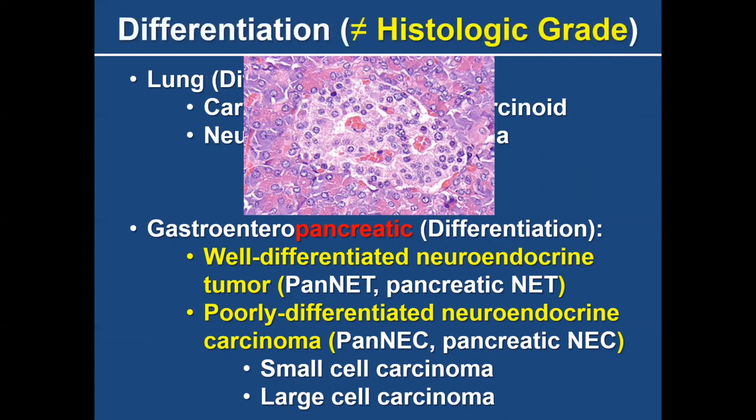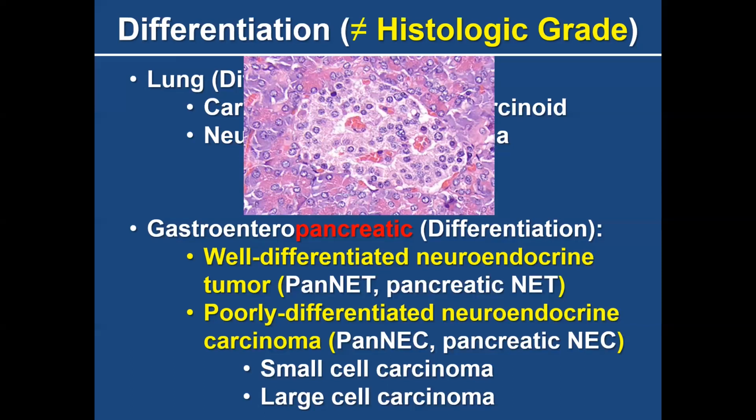Differentiation, however, should not be confused with histologic grade. Although we often use these terms interchangeably for other gastrointestinal tract tumors, specifically adenocarcinoma, both terms refer to something very different when it comes to neuroendocrine neoplasms. Histologic grade is an indicator of progression, or how quickly the pancreatic neuroendocrine neoplasm is likely to grow and spread.